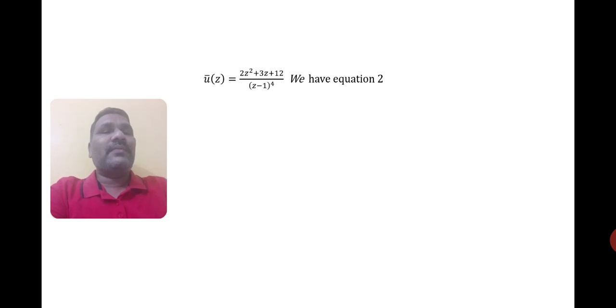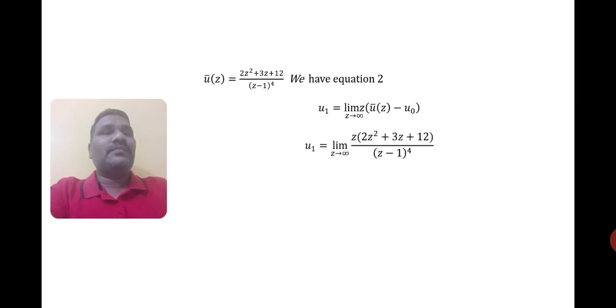Now try to find u1 by using equation 2. What is u1? u1 is given by equation 2, that is u1 is equal to limit as z tends to infinity of z times u bar of z minus u naught.